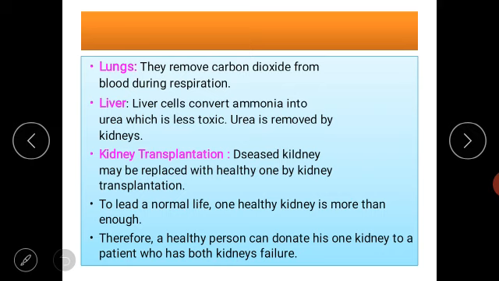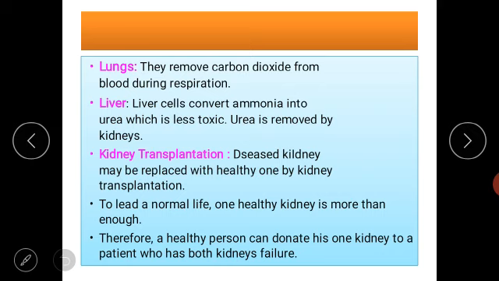Next excretory organ is lung. Lungs are also acting as an excretory organ because they are excreting the carbon dioxide, and carbon dioxide is nothing but the waste product produced in the respiration. So lungs also act as an excretory organ.